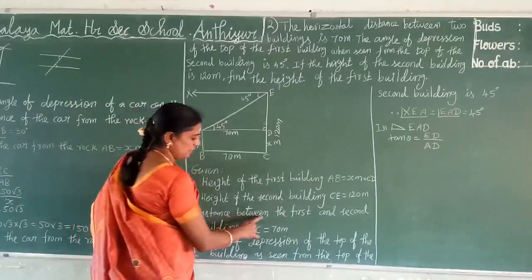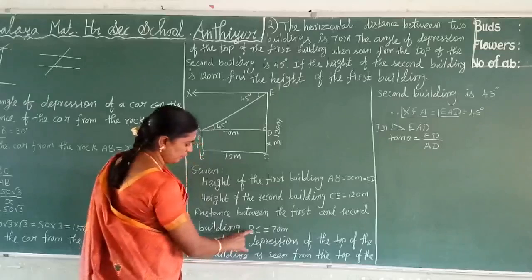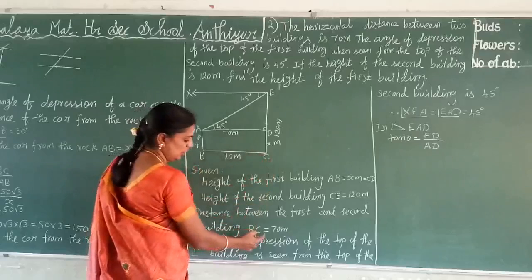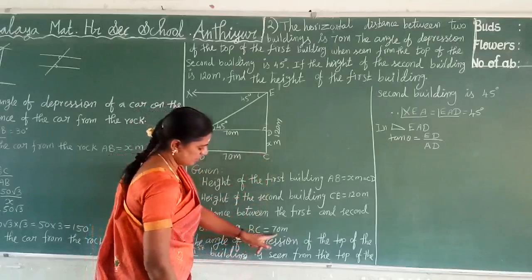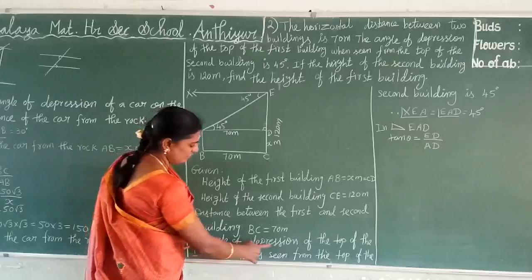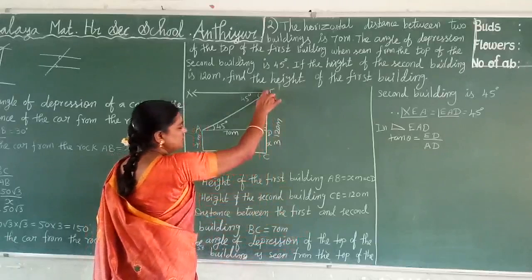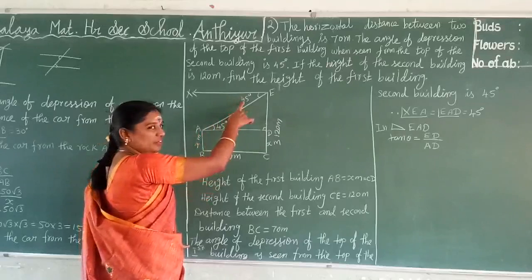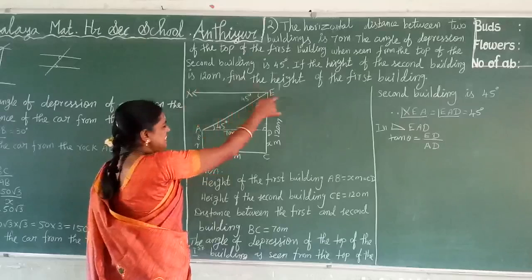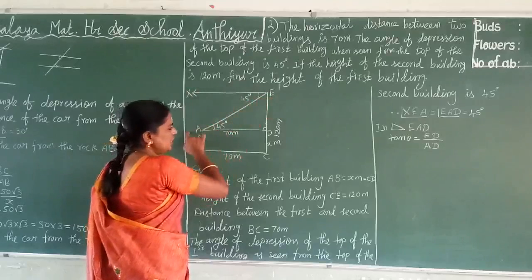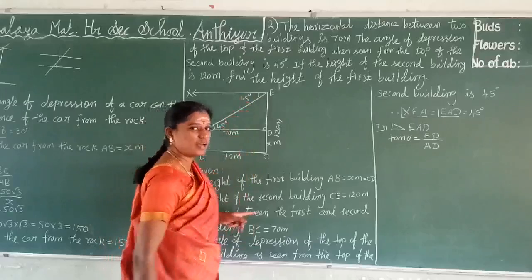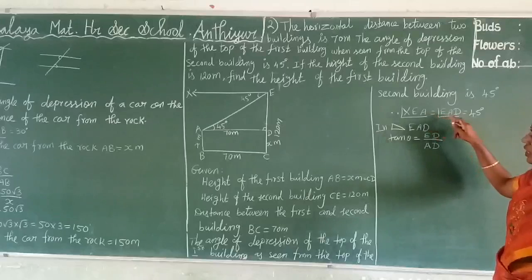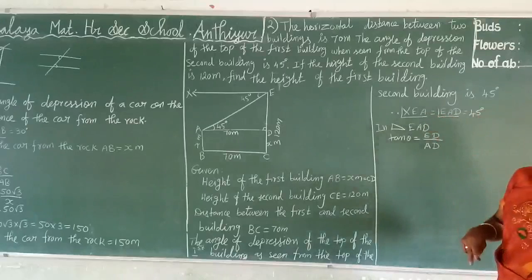Next, the distance between the first and the second building, BC, this is the first building, this is the second building, the distance between these two is 70 meter. The angle of depression from the top of the second building to the top of the first building is 45 degree. So XEA is equal to EAD. These two angles are 45 degree. So here we write XEA equal to EAD equal to 45 degree.